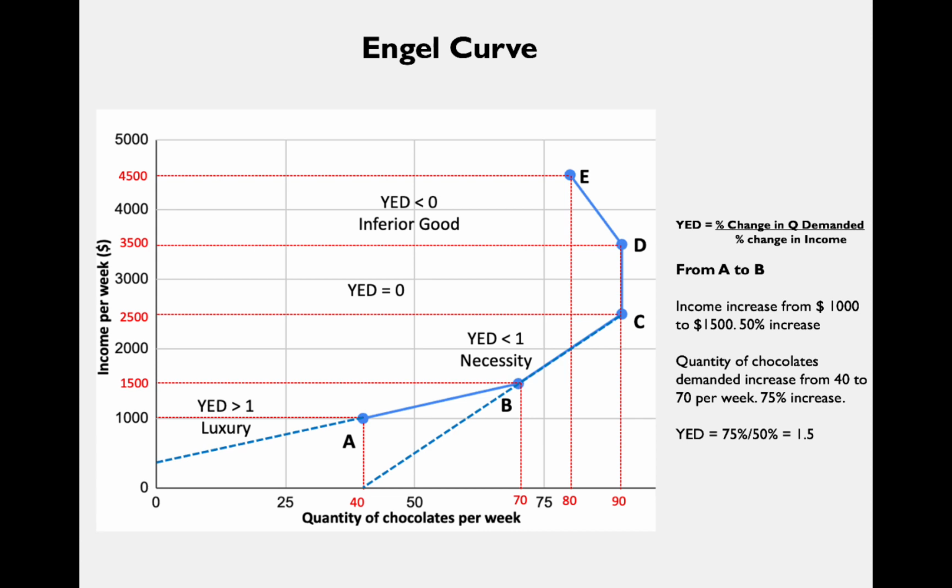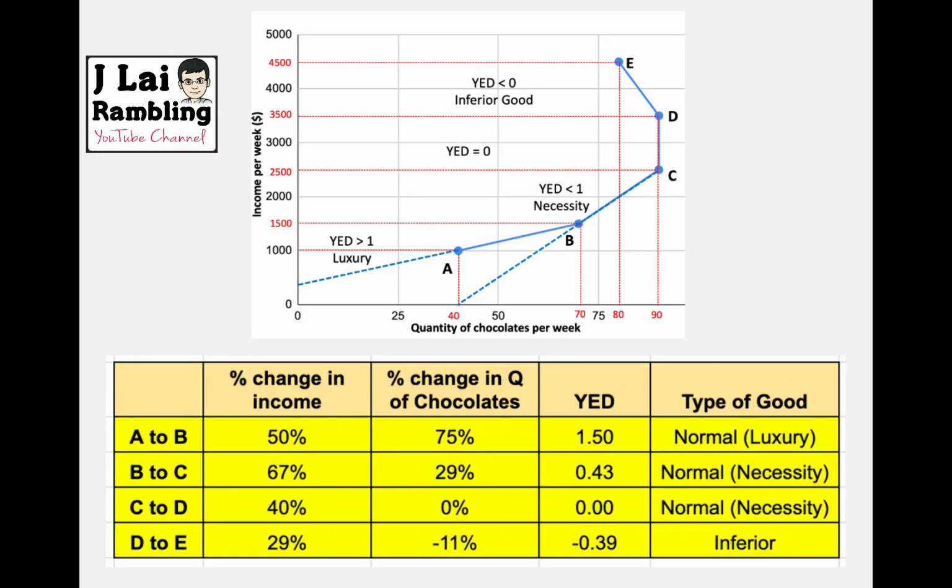As 1.5 is larger than 1, we know that it is a normal good because as the income increases, the quantity demanded for the good increases. And we also know that it is a luxury good because it is more than 1. Simply meaning that each percentage change in income is met with a greater percentage change in quantity demanded, which is not surprising when we really think about luxury goods intuitively.